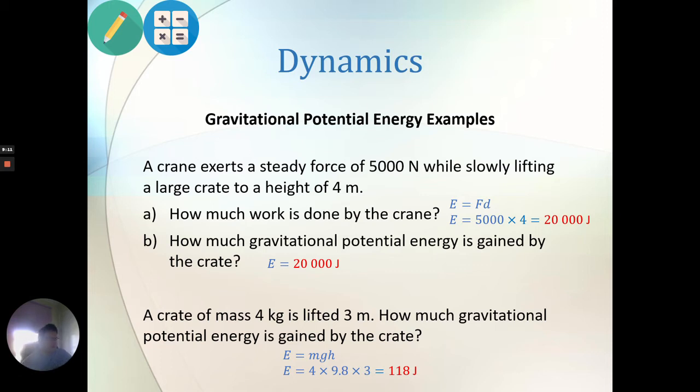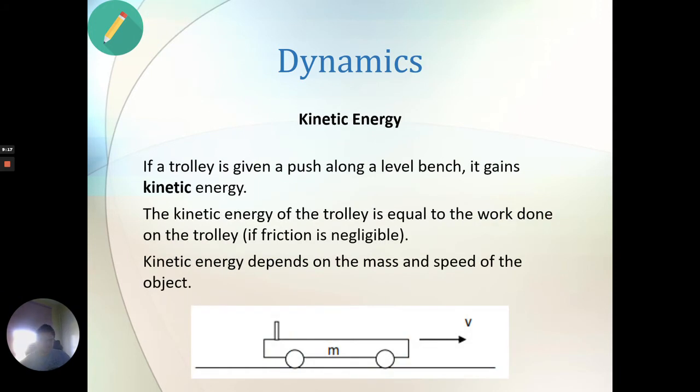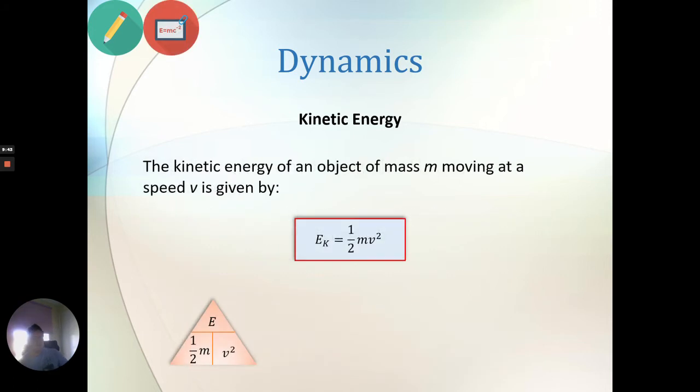We do have the more complex one to deal with now, which is kinetic energy. So if we push something along a bench, it gains kinetic energy, and again, it's going to be equal to the work done. But when we need to figure out what the kinetic energy is in terms of a calculation, we need to know the mass and the speed of the object. And the kinetic energy of the object is given by E equals a half mv squared.